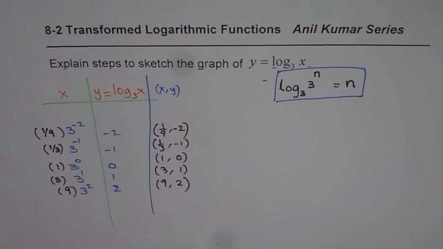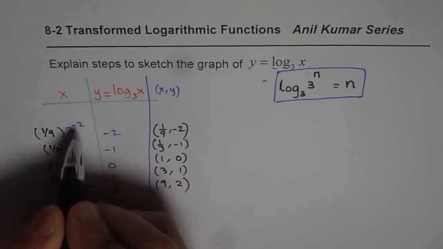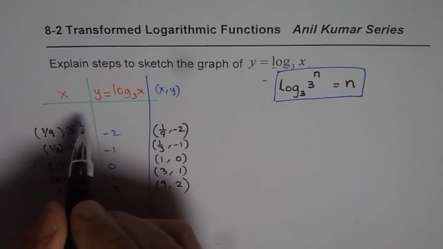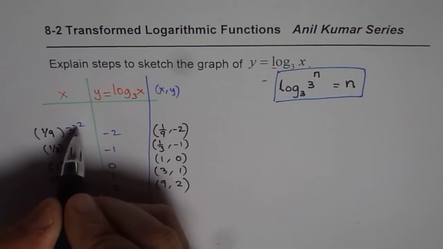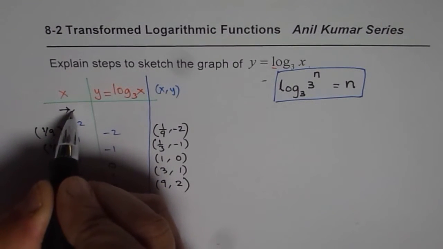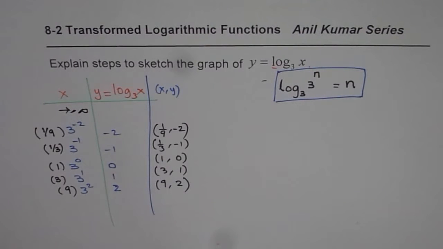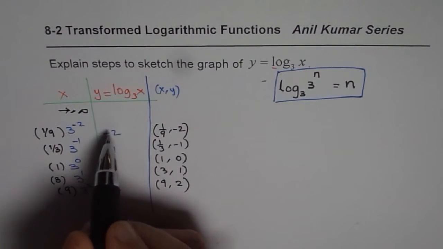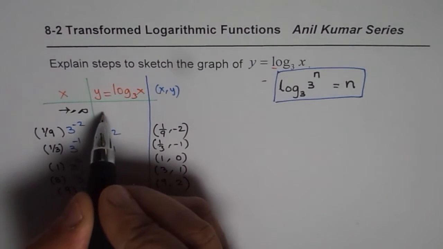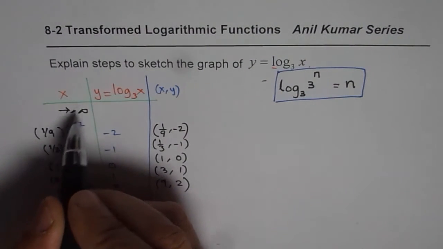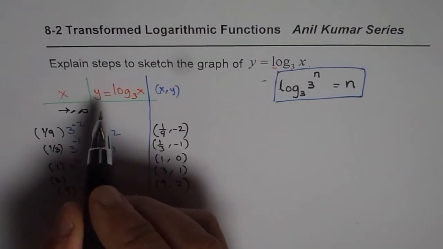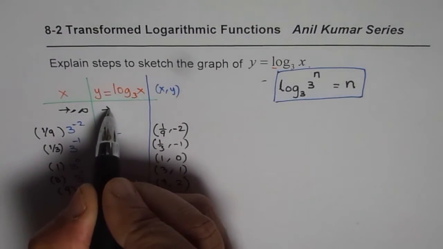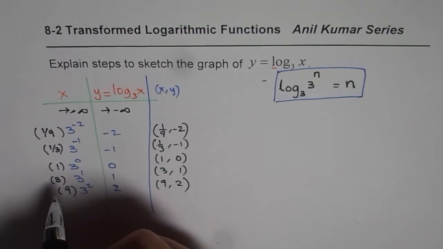So these are the values which help us to sketch the graph. Now there are two other very critical values. If I follow this pattern, if I write n value as very large negative, that is to say, if I am approaching negative infinity, here I am approaching a very large negative. So y is also approaching negative infinity.